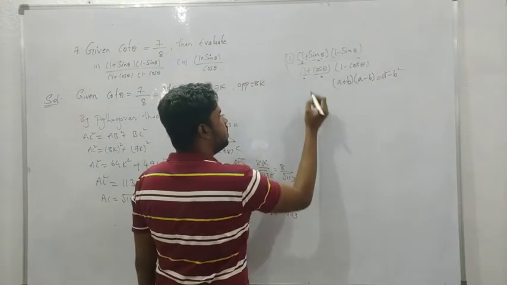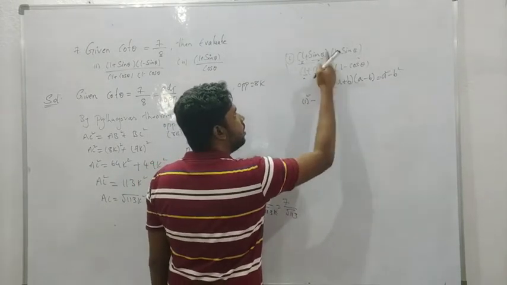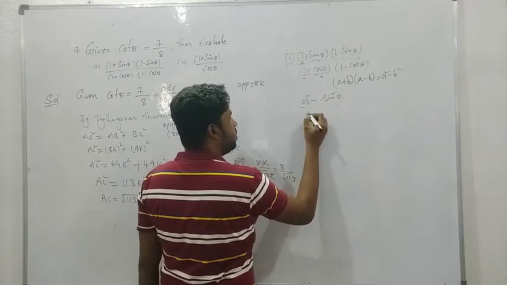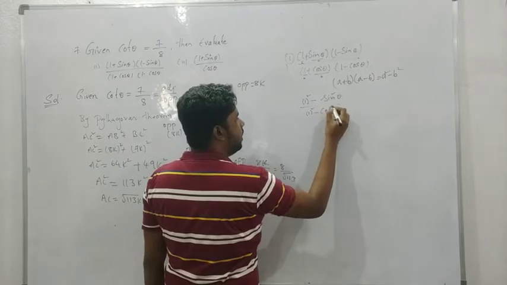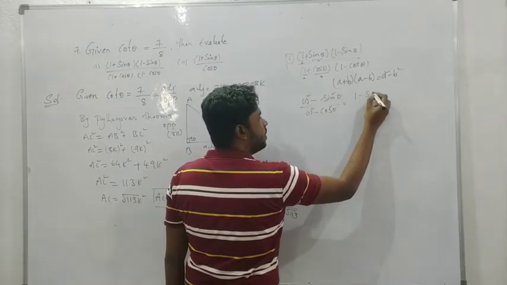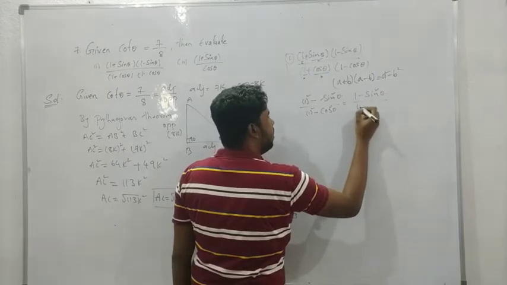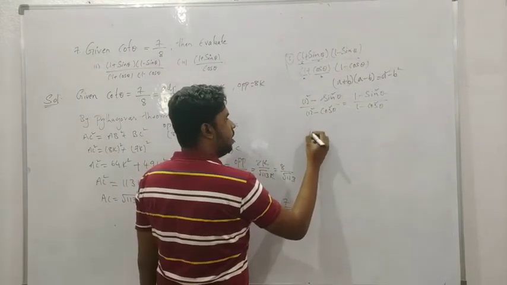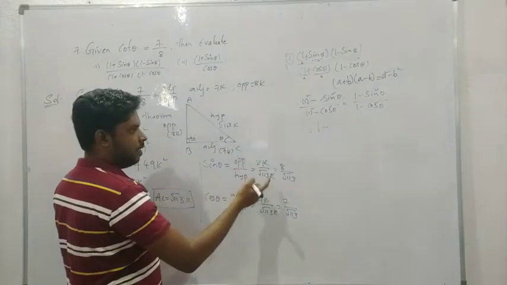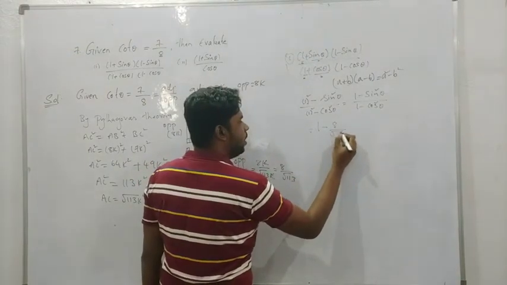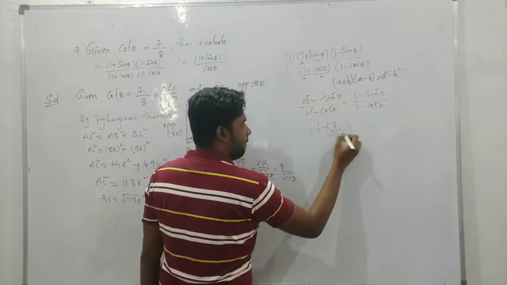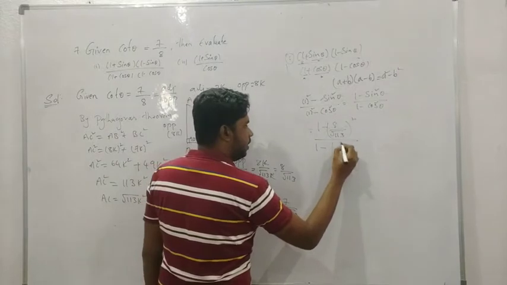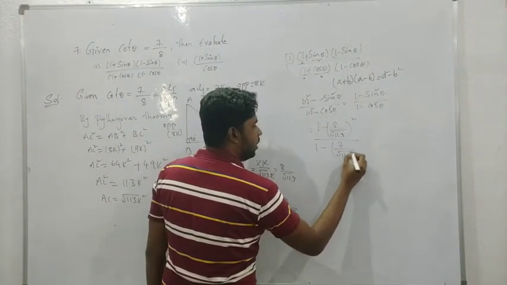Substitute, what I get? A square means 1 square minus B square means sin square theta, divided by, in the denominator same, 1 square minus cos square theta. So I will get 1 minus sin square theta divided by 1 minus cos square theta. Now I can substitute the value of sin theta and cos theta. I get 1 minus (8 divided by root 113) whole square, divided by 1 minus (7 divided by root 113) whole square.